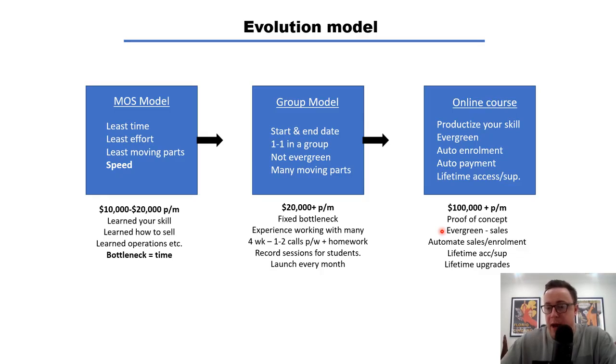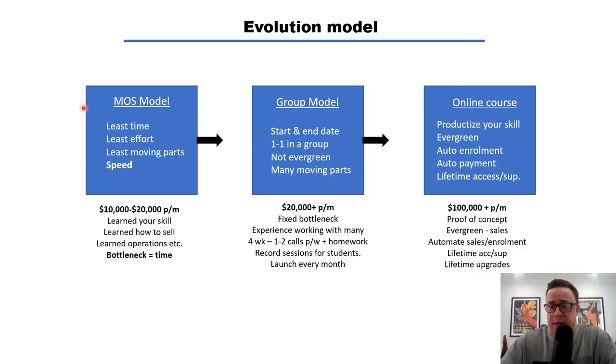Evergreen runs automatically. There's no launch date. There's no stop date. There's no start dates. Basically study at your own pace. Automate all the sales, automate all the enrollment, lifetime access, lifetime support, and even lifetime upgrades to any iterations that you make in the program to make it better. So there really are the 5 models that we like and what I recommend you employ.